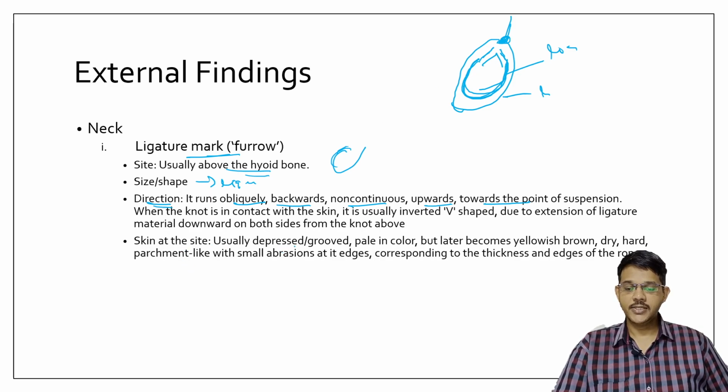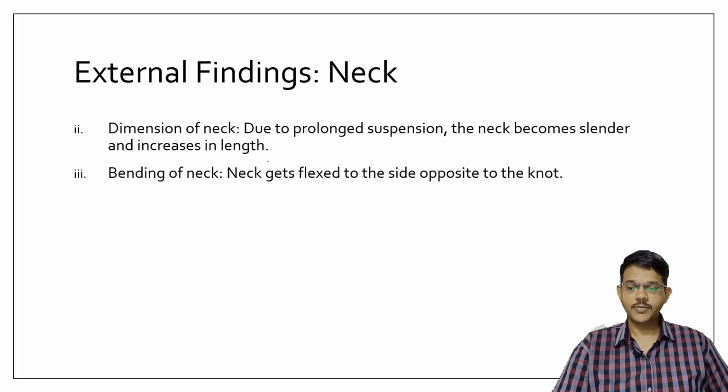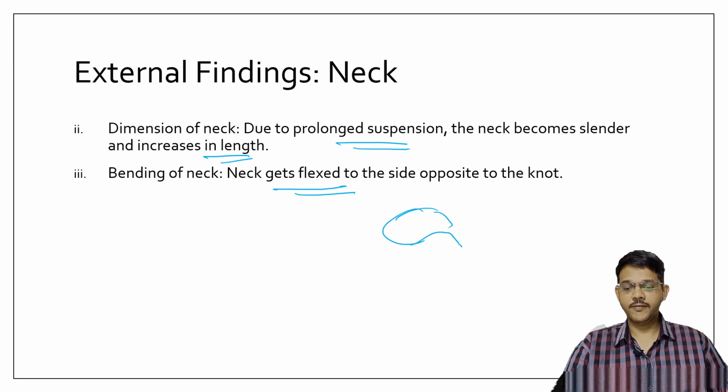The skin at the site is usually depressed, grooved, and pale in color. Sometimes it is yellowish brown, dry, hard, parchment-like, that is, a paper-like texture will be present. Small abrasions at the edge will be seen. The neck may become prolonged due to suspension. The neck may become slender and increase in length because of prolonged suspension. Sometimes it may get elongated. The neck may also get flexed to the side opposite to the knot.